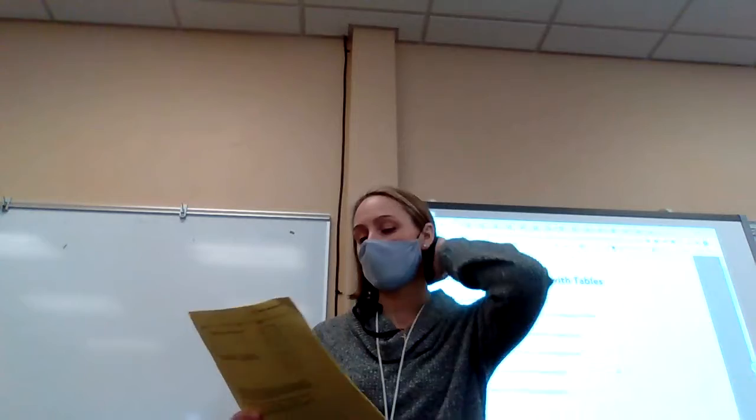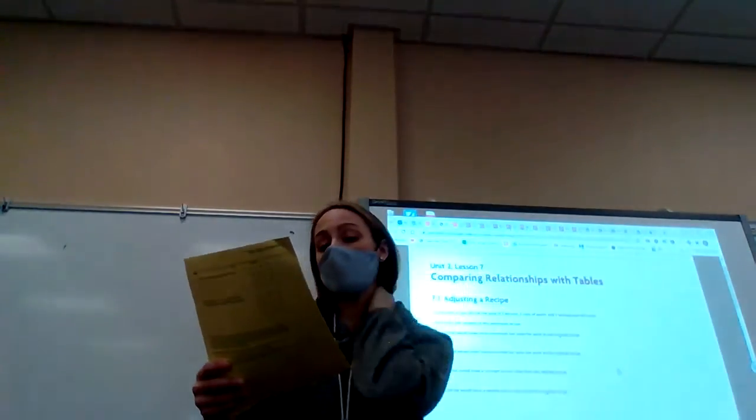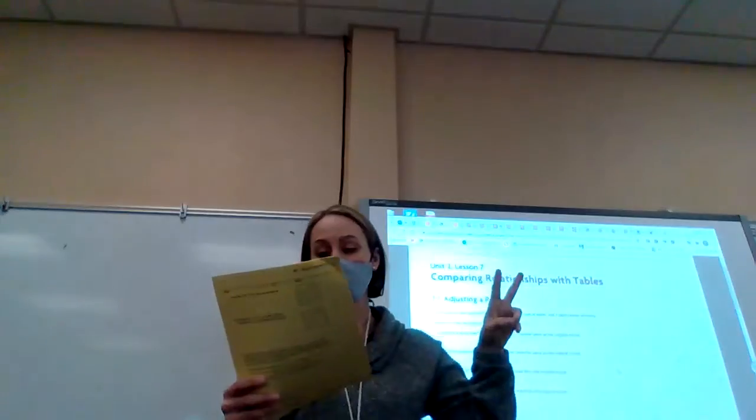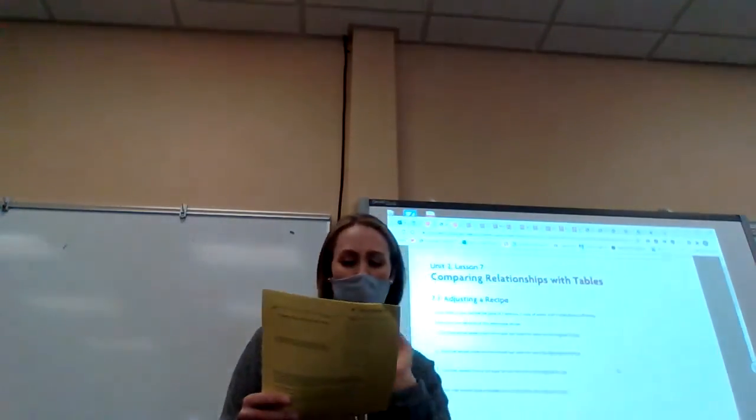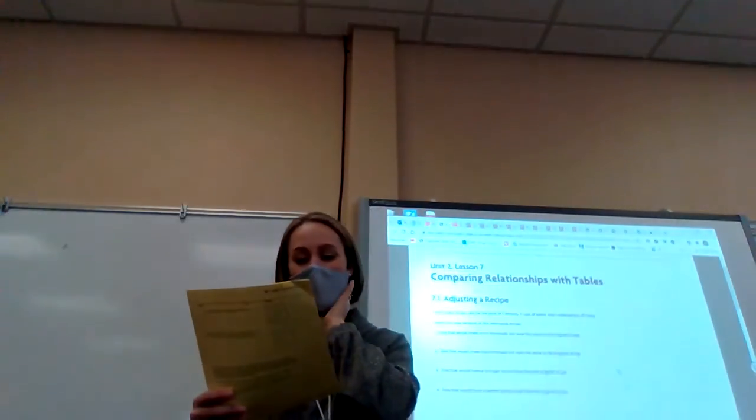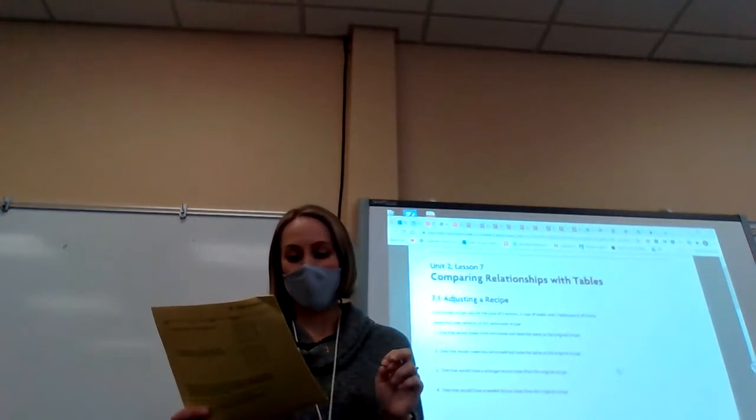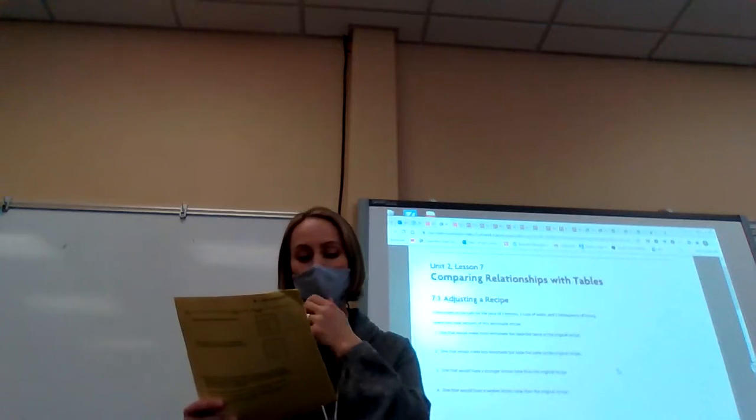So let's go ahead and look at 7.1. If you've already done it, then you already have the answers somewhere in your head. A lemonade recipe calls for the juice of 5 lemons, 2 cups of water, and 2 tablespoons of honey. No, thank you. Lemon and honey, it needs to be sugar. Invent 4 new versions of this lemonade.